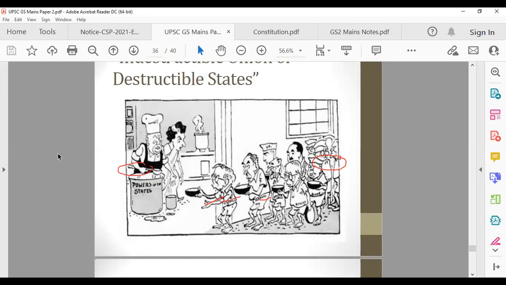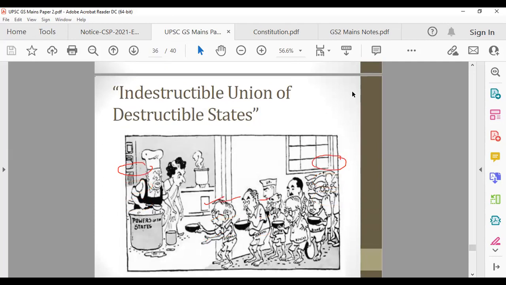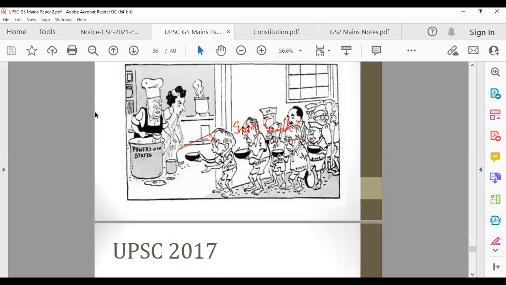So what do you understand by this particular image? Here you can see Indira Gandhi ma'am, and this is during the time of emergency. What happened there? Powers of the states were curbed. And you can see here, they have bowls and they're coming and asking for their powers. This shows that the center is more powerful. That's why India is a federal state with strong unitary bias.